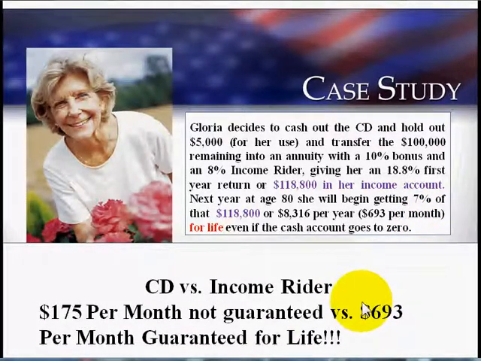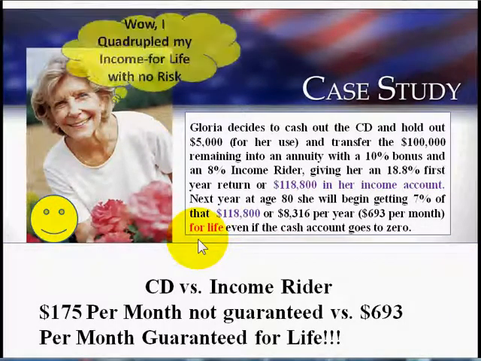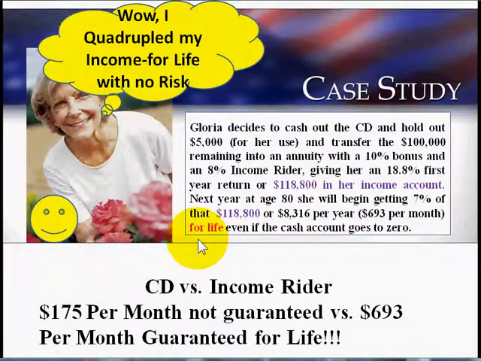The income rider, and it wasn't guaranteed, she's dipping into it. The income rider gives her 693 a month for life, and she was very happy about that because, as she said, so wow, I quadrupled my income for life with no risk. She was now able to have the income that she needed because of the income rider.